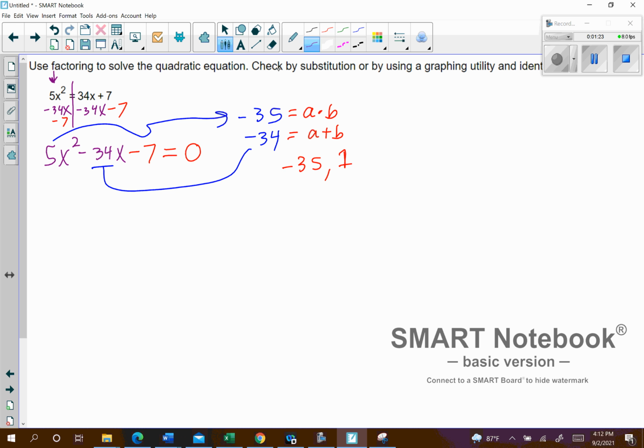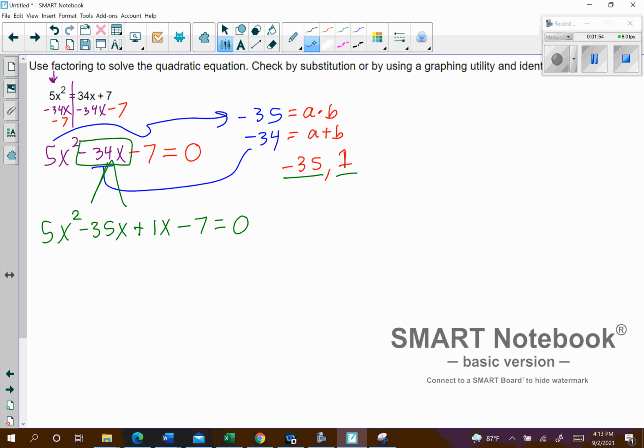So what we'll do next is replace this minus 34x right there. We're going to split it into a minus 35 and a plus 1. So we still have the 5x squared, and I'm going to put the minus 35x and then the plus 1x, and then we have minus 7 equals 0. And the order that I put the minus 35 and the plus 1 doesn't make a difference. If you switch that order, we're going to get the same answer when we finish.